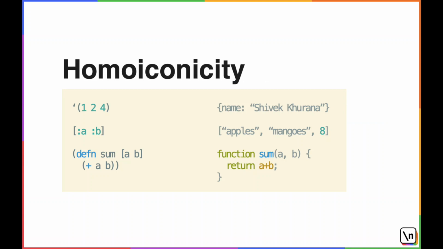This brings us to the concept of homoiconicity. In C family languages like JavaScript, the syntax used for defining data structures is remarkably different from the syntax used for defining functions. In Clojure, the same literal forms are used to define data as well as code. On the left you see a list of 3 numbers, a vector of 2 elements, and a function definition which is a combination of lists and vectors. And on the right hand side you can see JavaScript code where the syntax for defining data is different from the syntax for defining functions.